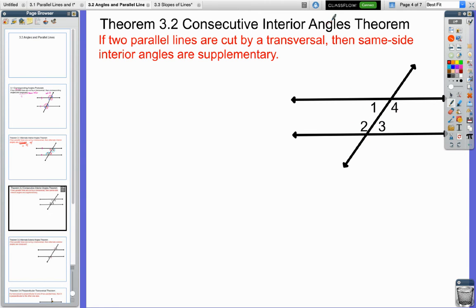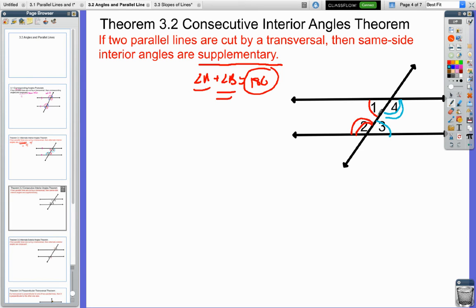Look at the next one, consecutive interior angles. Two lines cut by the transversal, then the same side interior angles are supplementary. Supplementary means that angle A plus angle B equal what? 180. We don't know their exact values, but we know together they equal 180. That's very important. So in this case, angle 1 right here and angle 2 right here, they're same side interior angles and they're supplementary. Angle 4 over here and angle 3 right here, they're same side interior angles, so they're supplementary to each other.